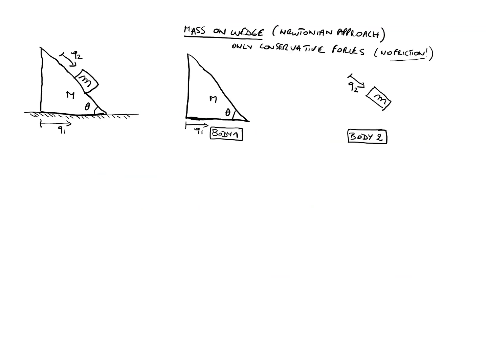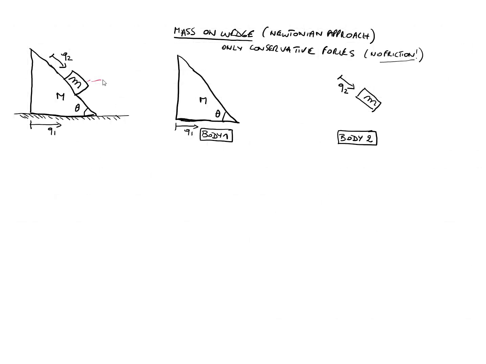We will now illustrate this systematic Newtonian approach using an example of a mass on a wedge, and we'll make the assumption that there is no friction, and this means that all forces are conservative. So the small mass is this one here, and the big wedge, with the mass capital M, is this one here. So we know what will be happening, or we can imagine it. Well, this one will slide down, right?